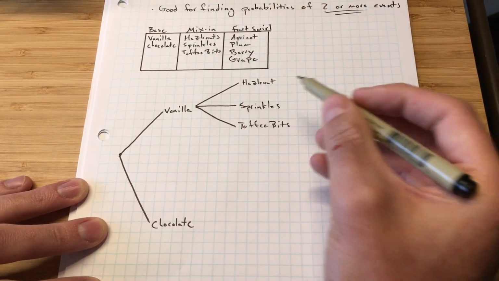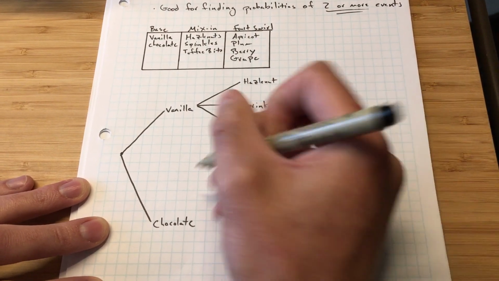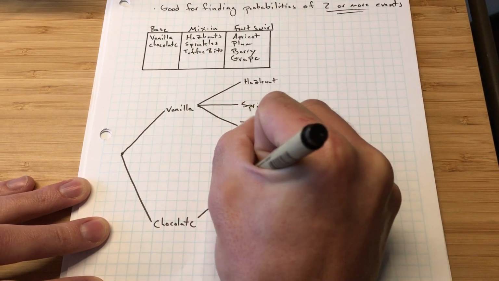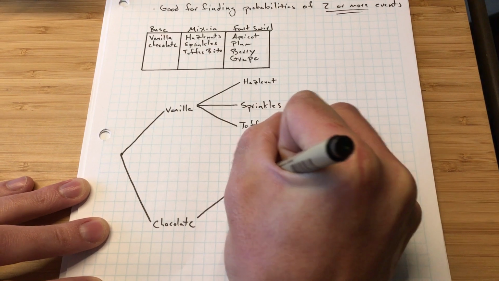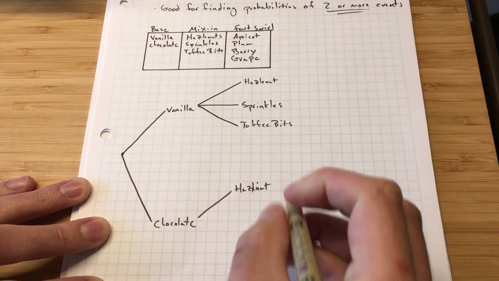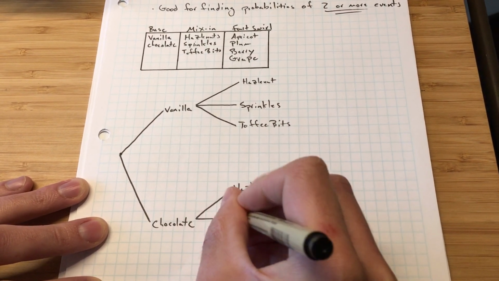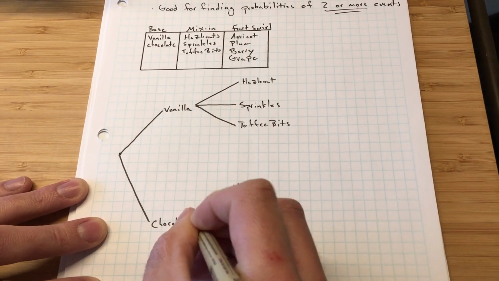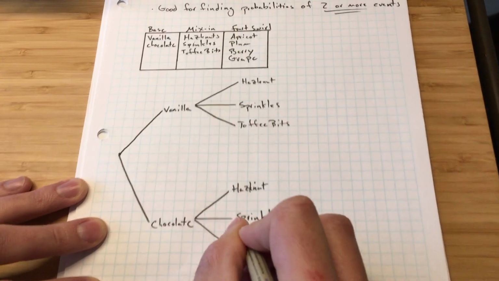For chocolate, you have those same 3 options, right? We're gonna write those again because this time it represents picking chocolate first and then picking hazelnut. Oh gosh, sorry, okay. And then, doesn't have to be perfect, right? Sprinkles, and then toffee bits.